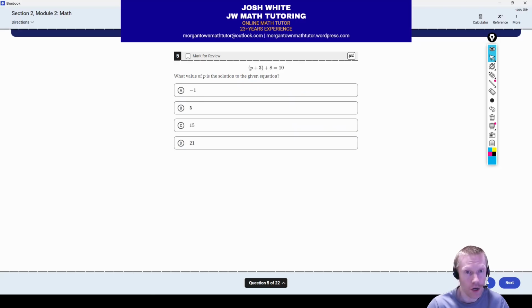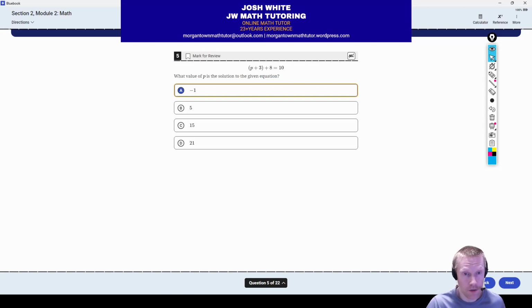Next up, they want to know what the solution to this equation is. So the easiest way to do this is, first of all, add each of these and get 11, and then subtract 11 from both sides and get P equals -1. So the correct answer to this is just letter A, -1.